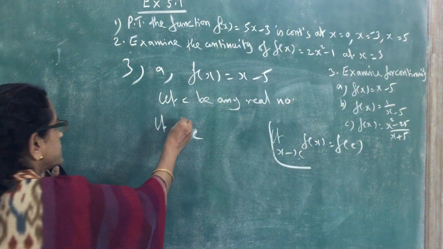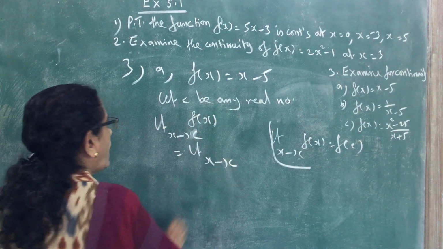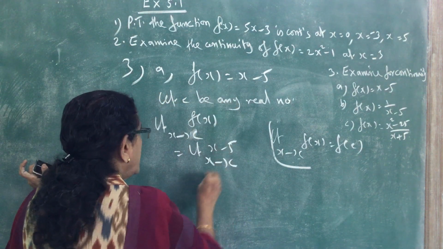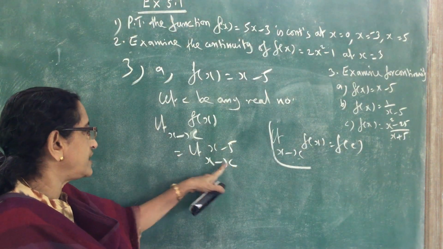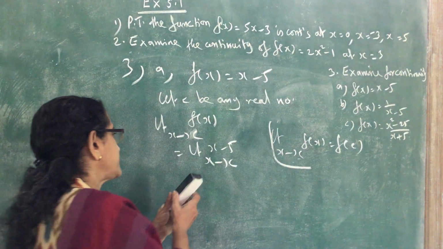So limit x tends to c of f of x is equal to limit x tends to c. What is f of x? x minus 5. How to evaluate the limit when x tends to c, limit x tends to c of x minus 5?